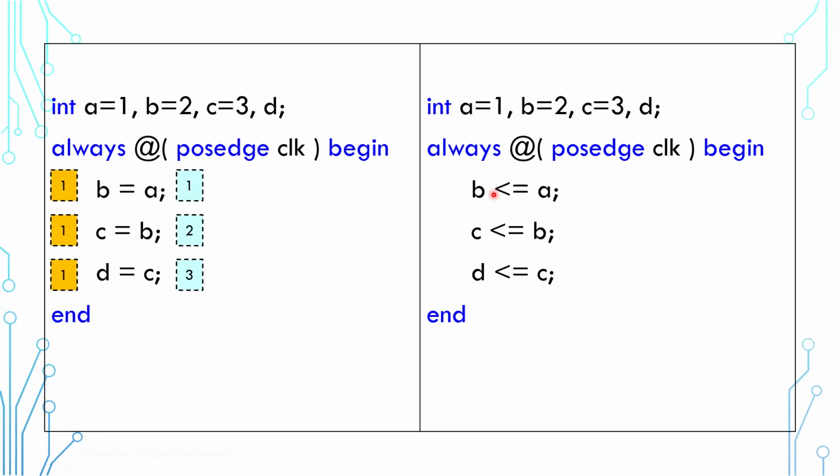On the other hand, if we use a non-blocking assignment, these three assignments happen concurrently. A, which is 1, sets B to 1. But the value A does not get to C at this clock. C gets the previous value of B, which is 2. D gets the previous value of C, which is 3. This creates a pipeline behavior between A, B, C, and D.